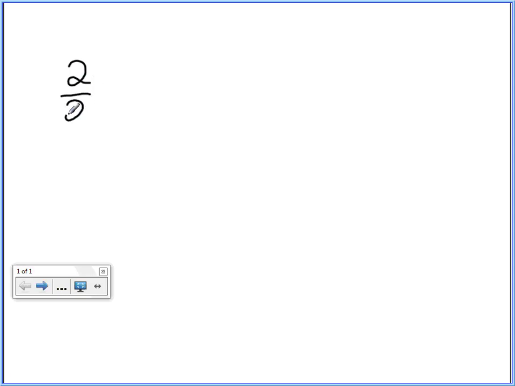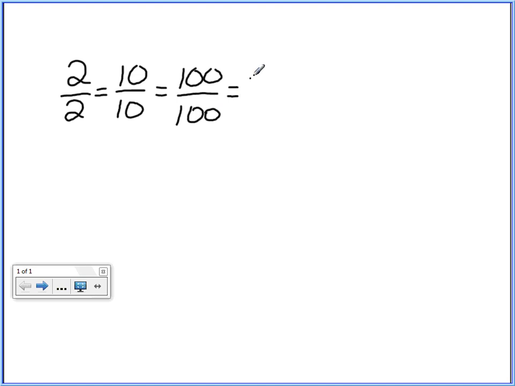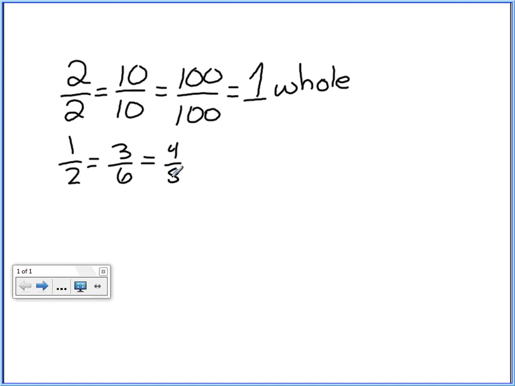So, for example, if we look at 2/2, that's the same as saying 10 tenths or even 100ths. It's all equivalent to 1/2. They're all representing the same amount. It's just a different way of writing it. Another one that's common is 1/2, which is equivalent to 3/6, which is equivalent to 4/8.